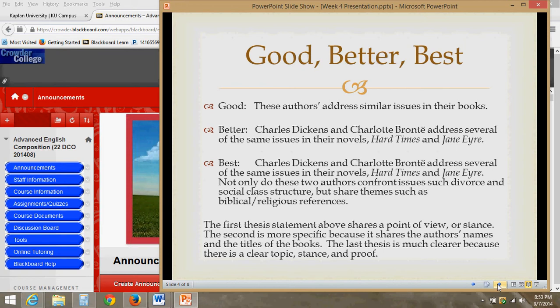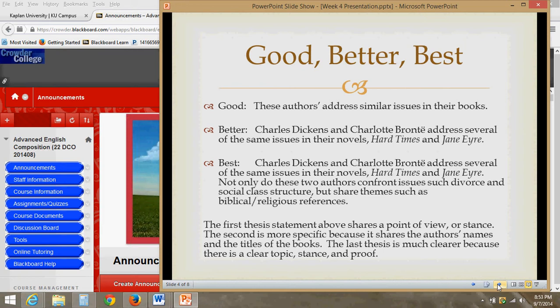So the second one, the better thesis statement. We have, "Charles Dickens and Charlotte Bronte address several of the same issues in their novels, Hard Times and Jane Eyre." This is much better because we have more specific detail. We know who the authors are, Charles Dickens and Charlotte Bronte.